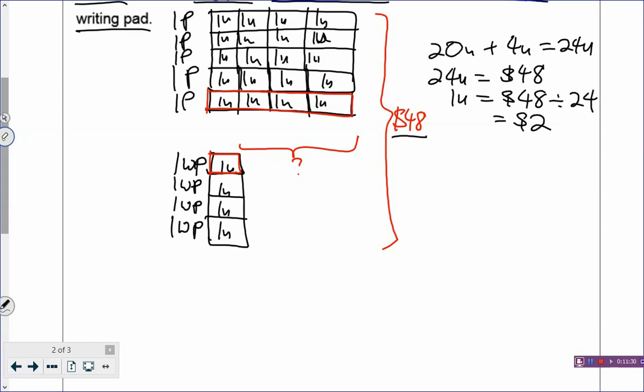Almost. Because you have found 1 unit, and now you can find the difference. So how much more is 1 pen than the writing pad? So 1 pen costs 4 units, 1 writing pad costs 1 unit. So how much more? What's the difference? Minus. And the difference is 3 units. And how much is 3 units? 3 units will be 3 times $2. And the difference is $6.